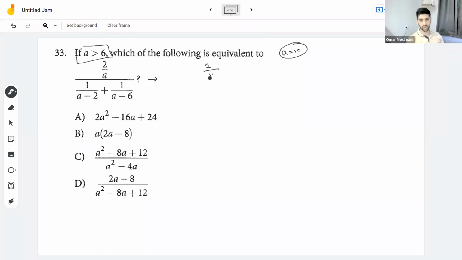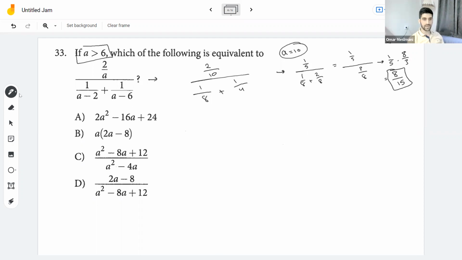2 over A over 1 over 10 minus 2, it's an 8, plus 1 over 4. Okay, so 2 over 10 is 1 over 5. And 1 over 8 is the same, plus 1 over 4, I can say it's going to be 2 over 8. So 1 over 5 over 1 over 8 plus 2 over 8 is going to be 3 over 8. And now how can I solve it? I'm saying that 1 over 5 times 8 over 3, and the answer at the end is going to be 8 over 15.